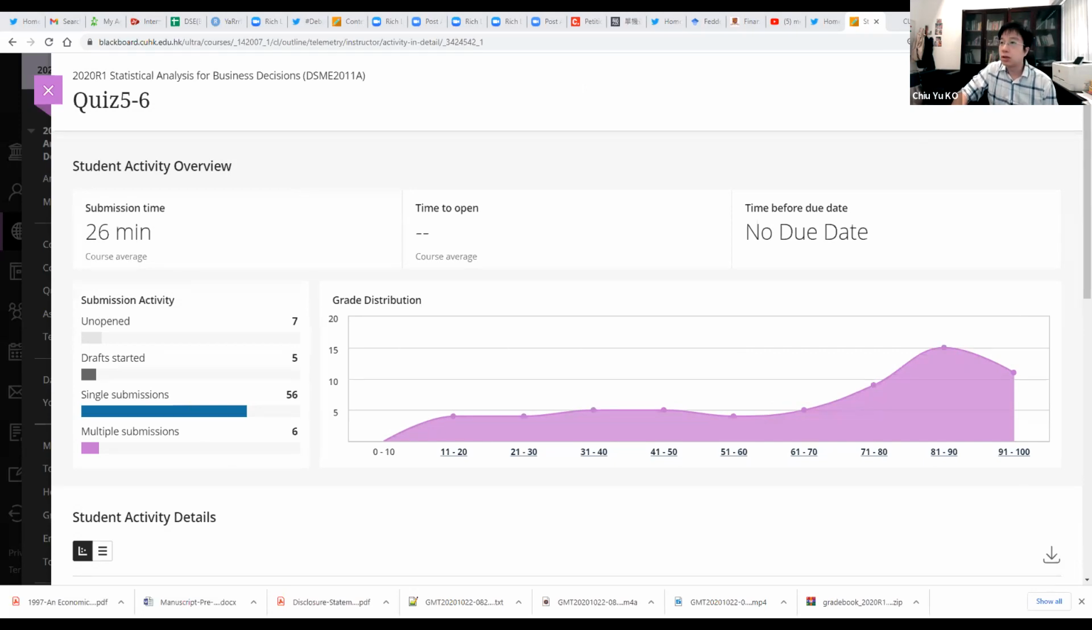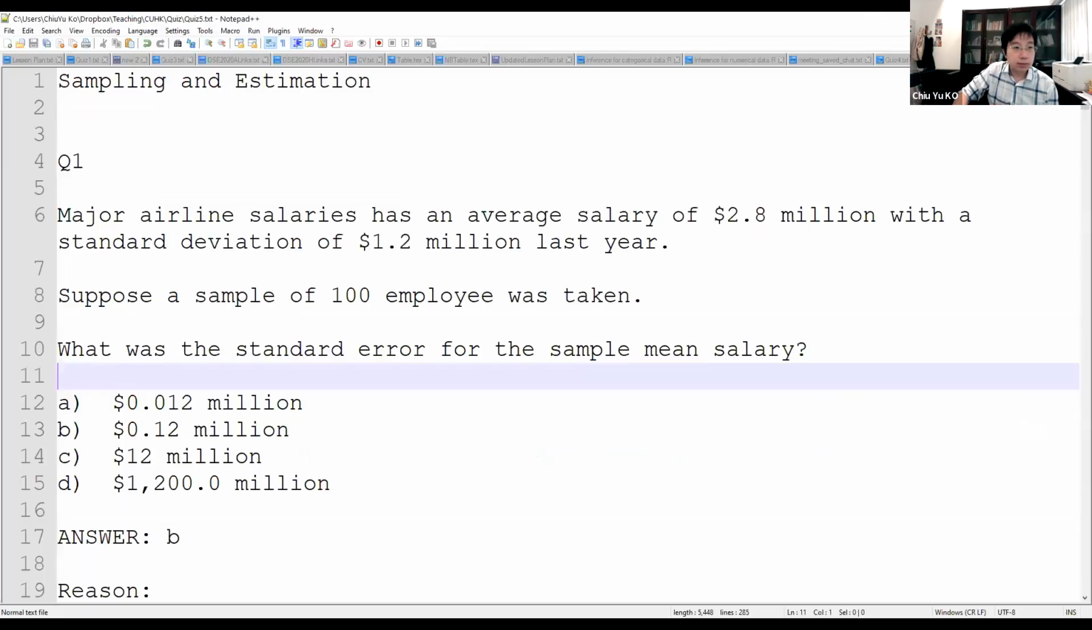So let us go to quiz 5 and 6. That's 10 questions. I hope you can see the screen. Can you see the screen? Yes. So let us do the question.